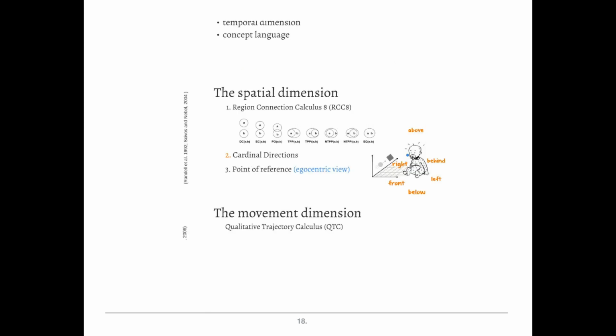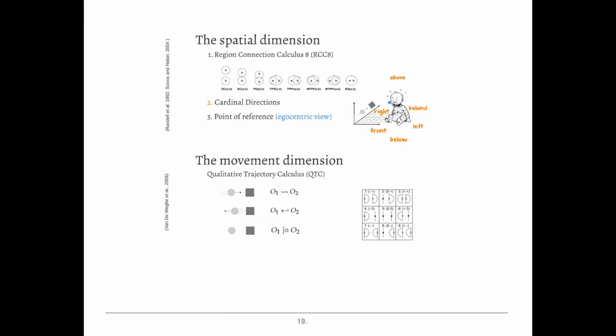For the spatial dimension, we used regional connection calculus. It describes how regions relate to each other with different kinds of overlap and intersections, right? We also used cardinal directions, but I don't think we ever used anything except above so far. There's a very good reason for this, because we believe that behind can also be very important when we talk about things like object occlusions. And in order to describe certain things, we also added a point of reference, and this is an egocentric view. It's made to give this triangulation, right? So if objects move in relationship to each other, but not to you, you still need to be able to appreciate this, right? Which leads to the movement dimension.